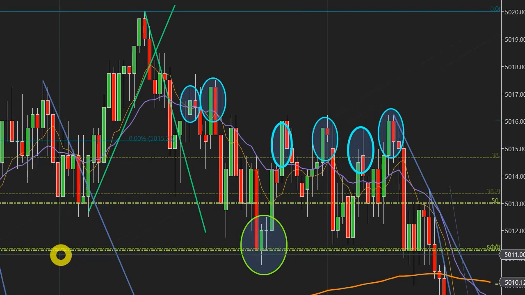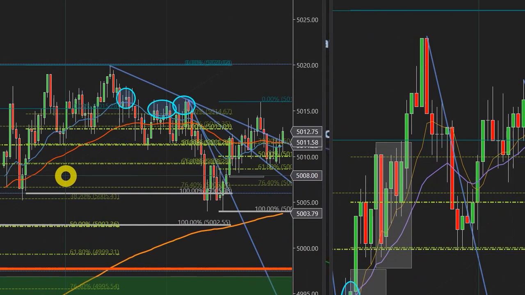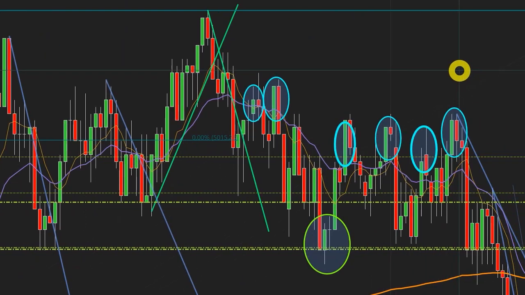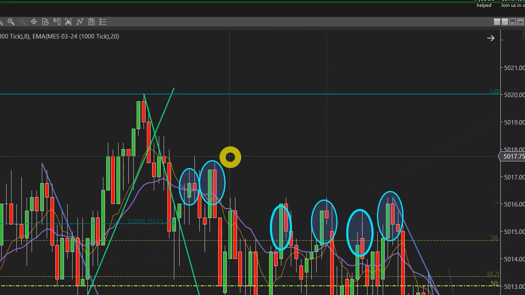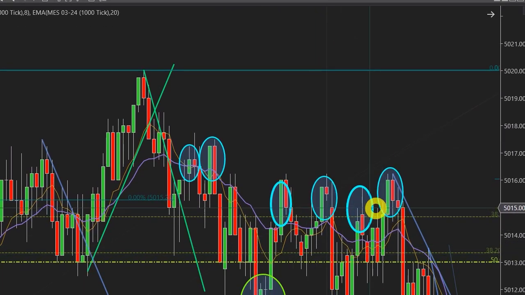Well, where's the trend line breaks at? Right? Where's the trend line breaks? Is there any? Because if there's not any real trend line breaks, it's too choppy to even get a trend line break, then it's not going to work.